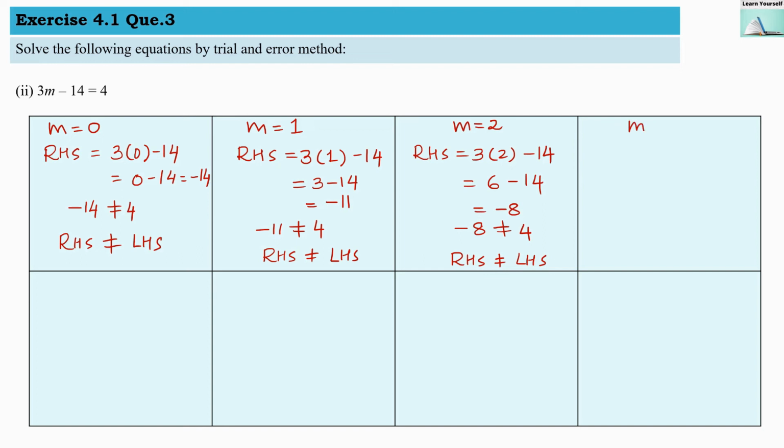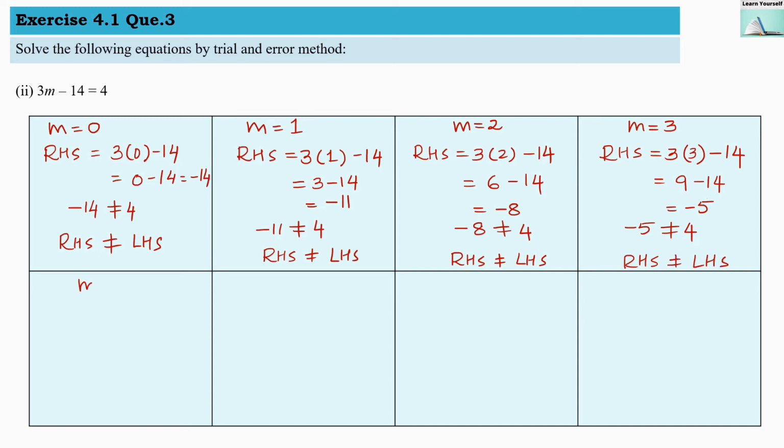Now let us take m equals 3. RHS equals 3 into 3. Here we are going to substitute m's value, that is 3, minus 14. So we will get 9 minus 14 equals minus 5. So minus 5 is not equal to 4. So again RHS is not equal to LHS for m equals 3.